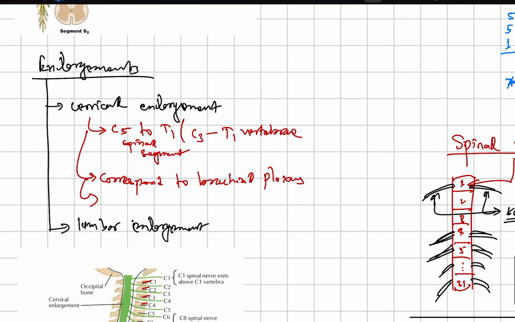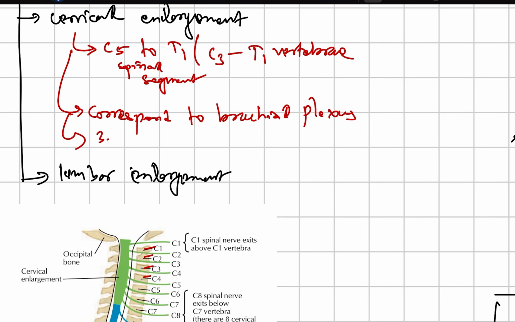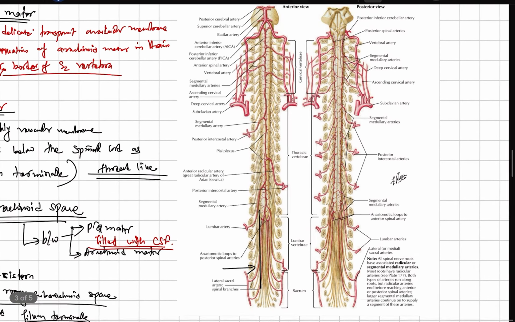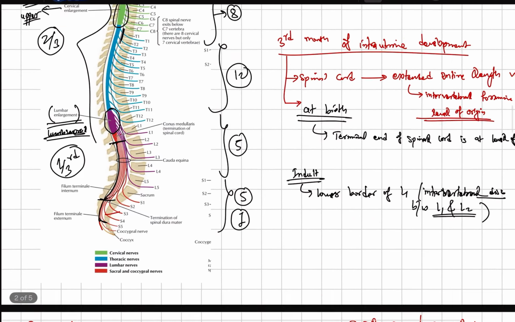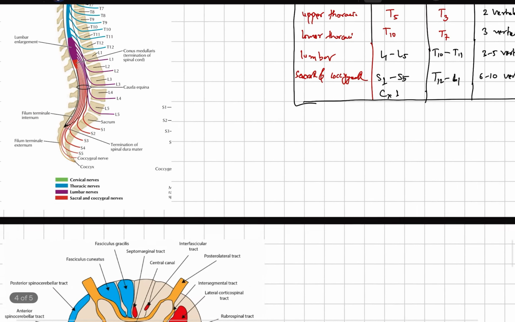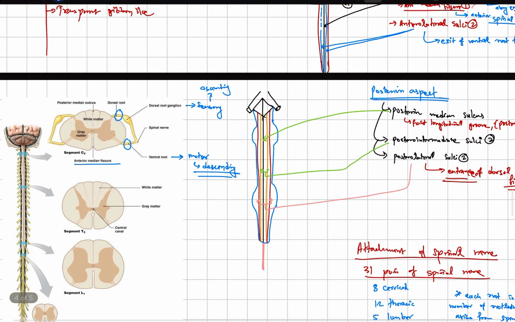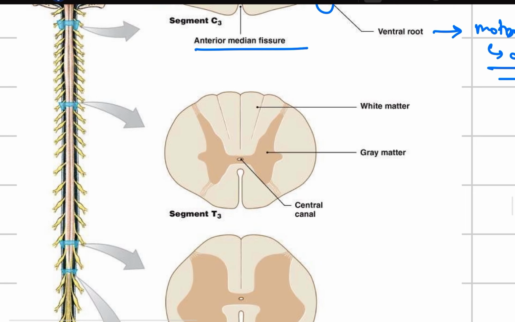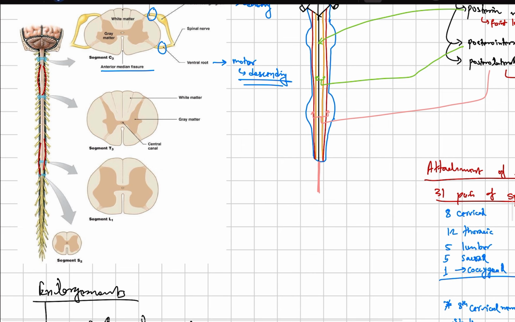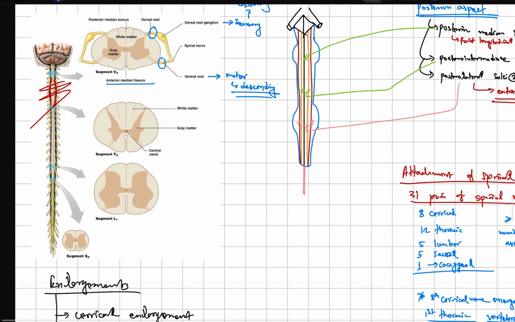Its diameter is about 3.8 cm at the C6 segment. When you look at this image, here we can see a little bit of enlargement, and here too a little bit of enlargement. These are the lumbar and cervical enlargements.